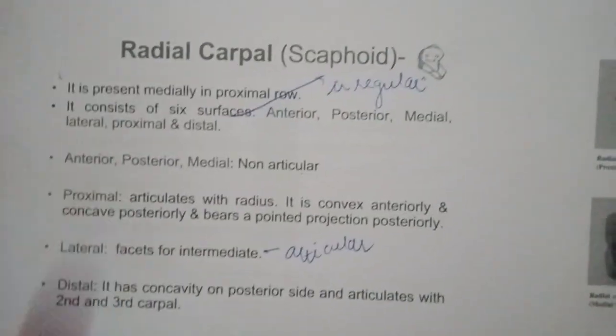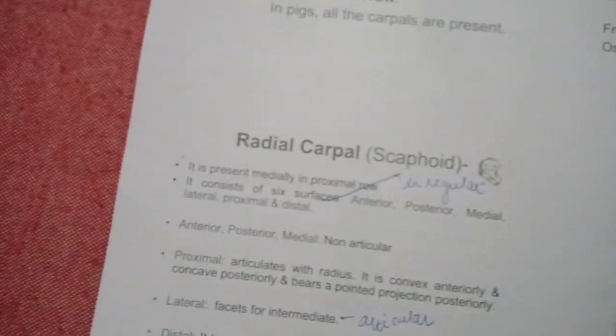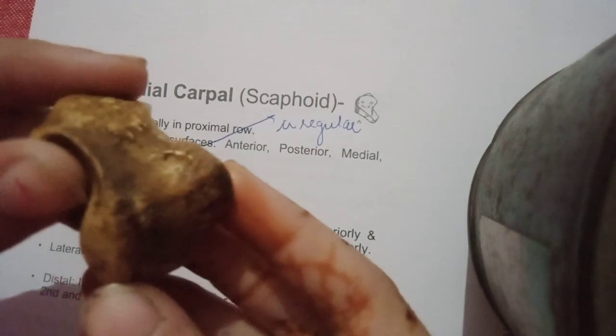So, firstly, we are going to study the radial carpal, that is also known as scaphoid. Clear? So, we will directly go to the structure. So, firstly, we are going to study about the radial carpal. So, this is the radial carpal.